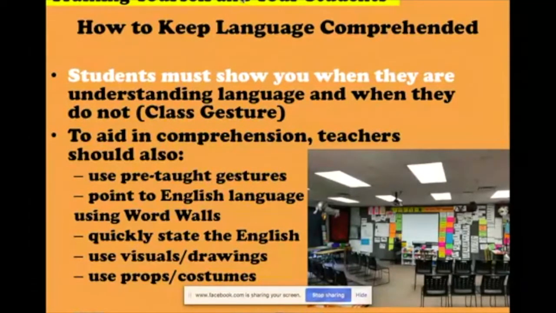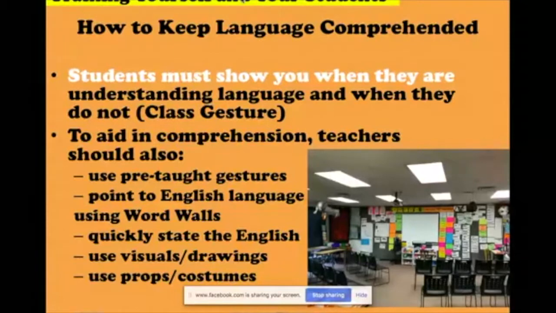To aid in comprehension, teachers should also use pre-taught gestures, and I'll talk about this a little bit later. Point to English words using word walls. That's my classroom right now. I have a lot of word walls going on. I teach Spanish 1 and 4 this year. So certain colors mean certain things, like my level 4s are mostly the white words, and then my colorful words are more for my Spanish 1s. Not that those colorful words are not also aiding my other Spanish 4 students.